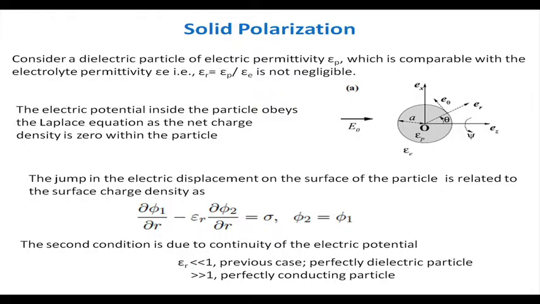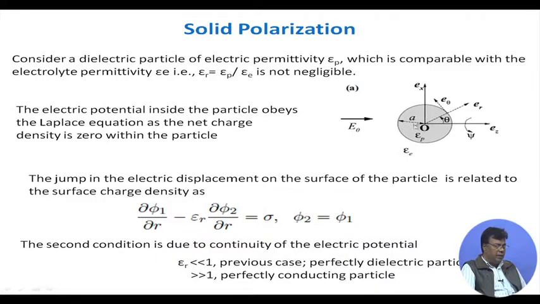Now, if this ratio is very low, that means the permittivity epsilon p is negligible. So we can consider it non-conducting, and the previous analysis holds good. But if it is very large, then it is a perfectly conducting particle. These are the two extreme situations. Now, we are considering the case where epsilon r is not negligible. That means we have a polarizable particle.